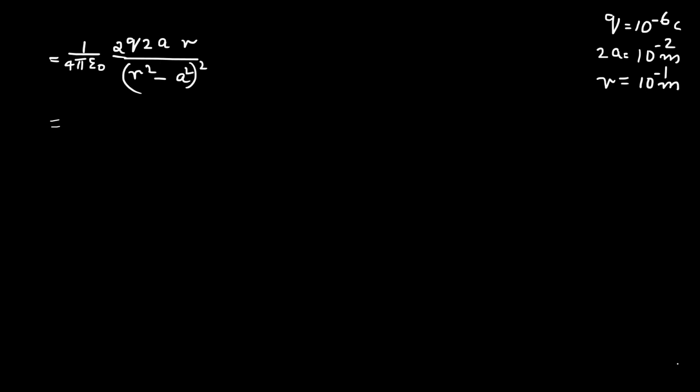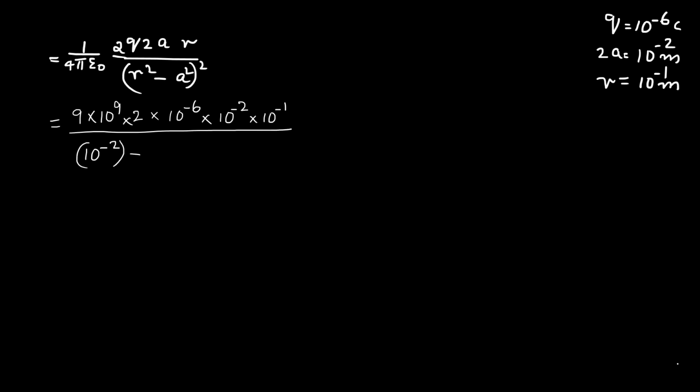Let us substitute the values. 1 by 4 pi epsilon naught is equal to 9 into 10 raised to 9, into 2. q is equal to 10 raised to minus 6, into 2a is equal to 10 raised to minus 2, and r is equal to 10 raised to minus 1. The whole divided by r square, which is 10 raised to minus 1 whole squared, equal to 10 raised to minus 2, minus a square.